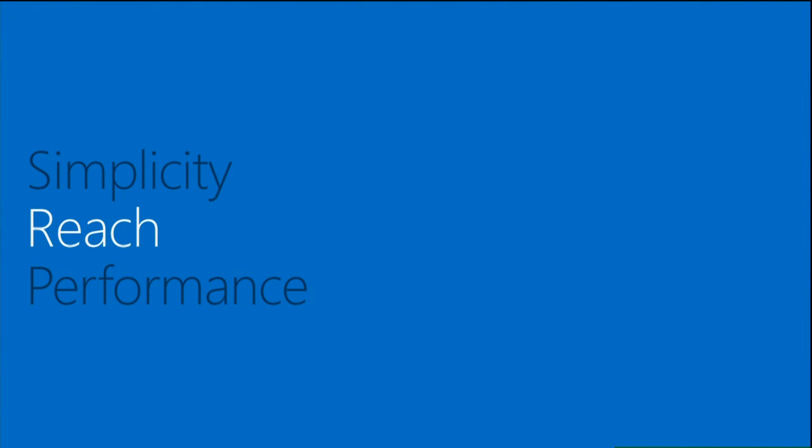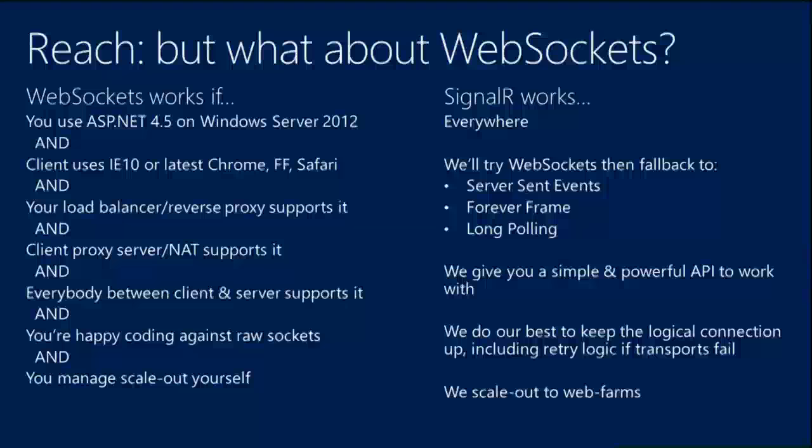So let's talk about reach. And what does that mean? What I've shown you so far was SignalR working with WebSockets. And this was great because I'm on IE10, I'm on Windows 8, and WebSockets is supported on these platforms. But on a global reach, the support for WebSocket means what's there on the left-hand side of the slide. If you need to be on ASP.NET 4.5, your server has to be Windows Server 2012 and above. All your clients should be on the latest browsers. You have to be on Chrome 50. You can't use Chrome 5.